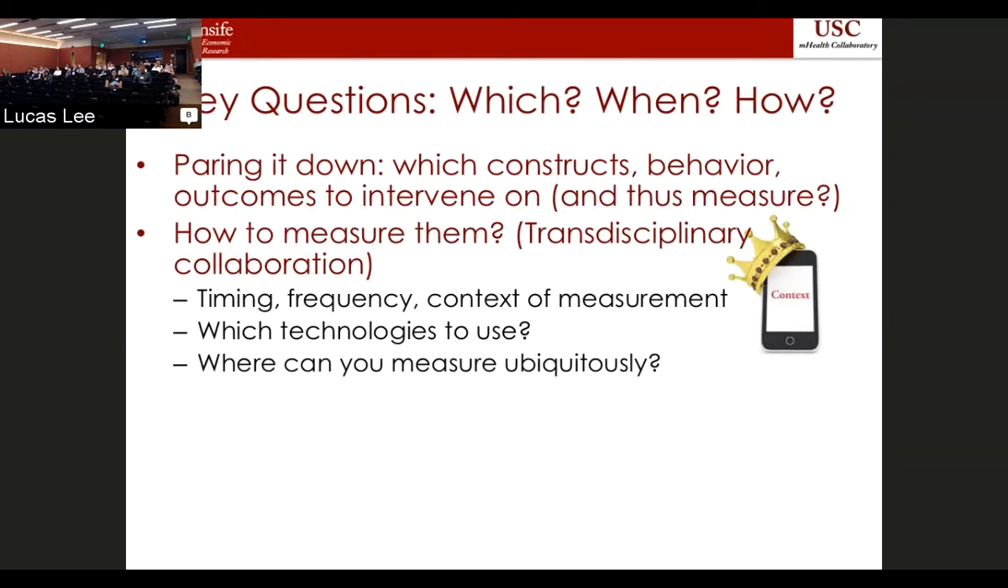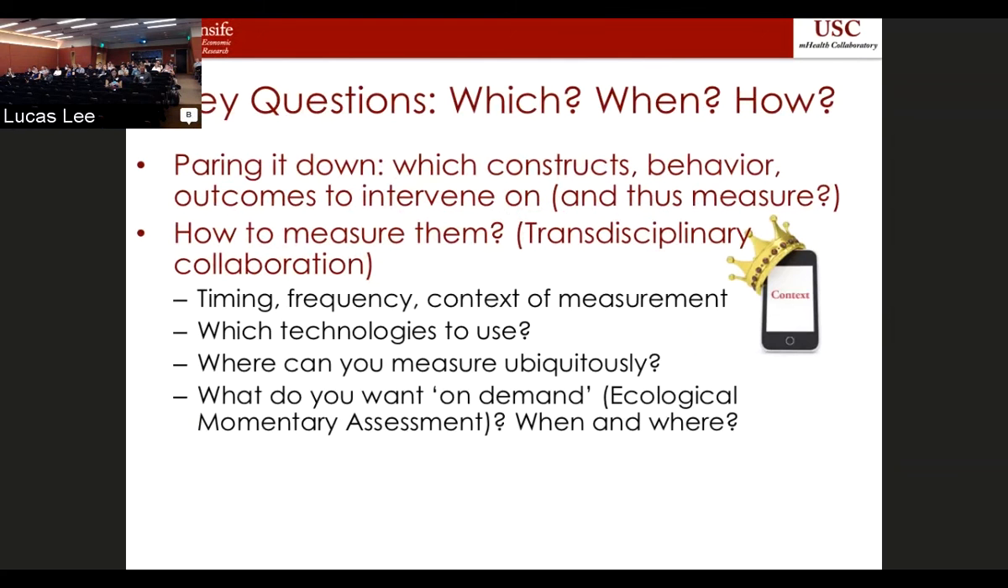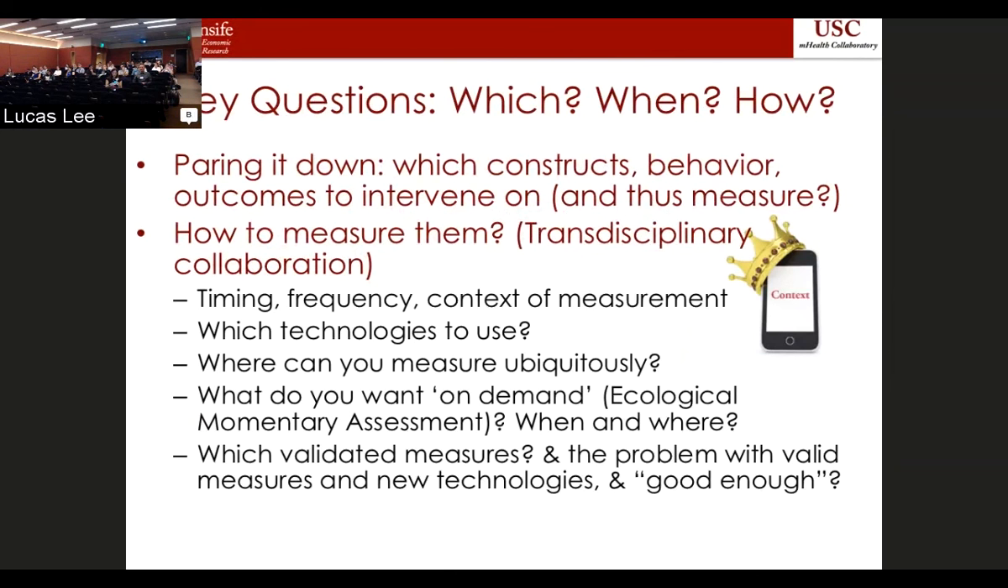Which technologies are you going to use? Where can you measure ubiquitously? Where do you want to measure ubiquitously? And where do you want on demand, or where do you want to ask? Because I can tell you, we've shown in my lab conclusively that stress measured by salivary cortisol and stress measured by self-report, perceived stress, correlate at about .40 to .45. So they're both relevant measures of stress, but sometimes you need them both, depending on which outcomes they're related to.